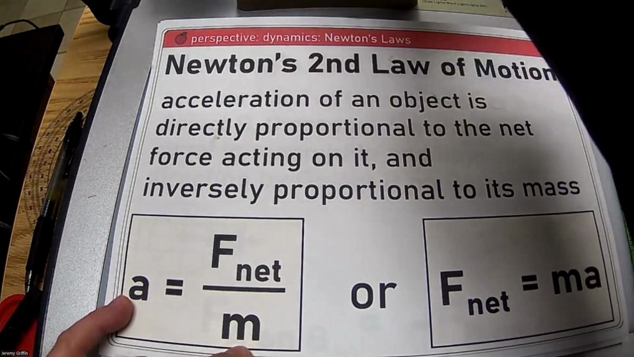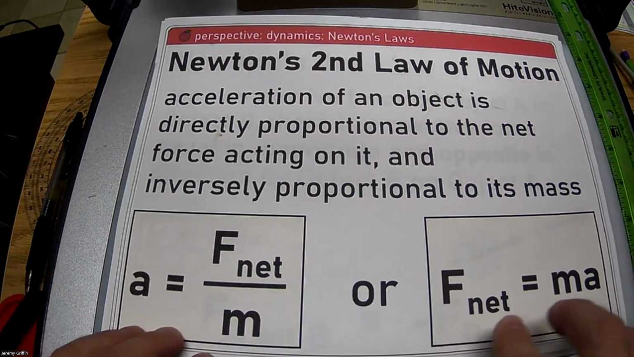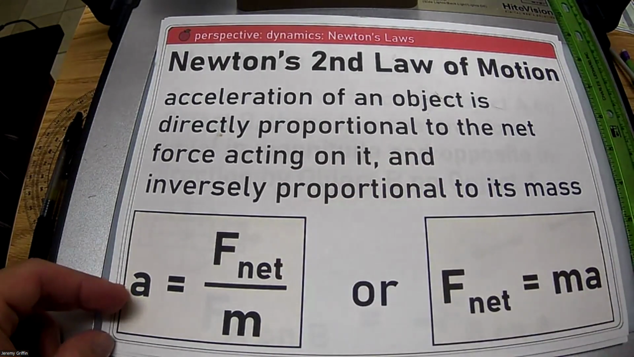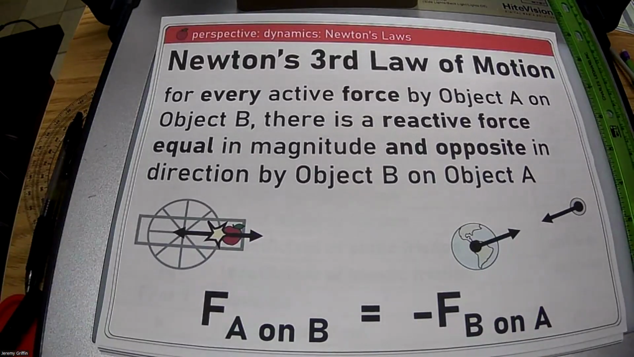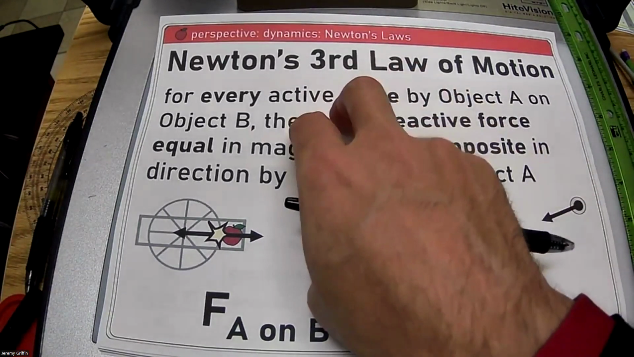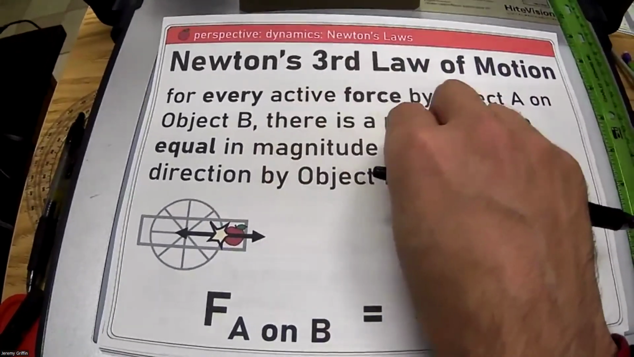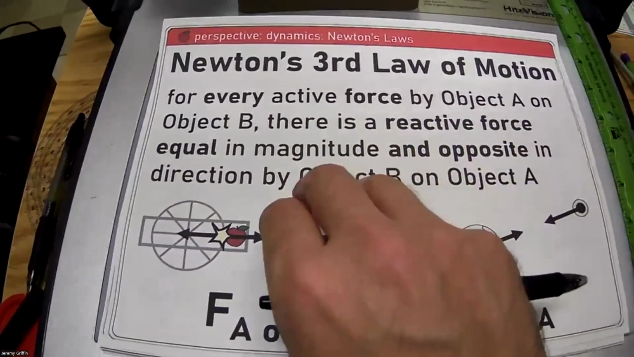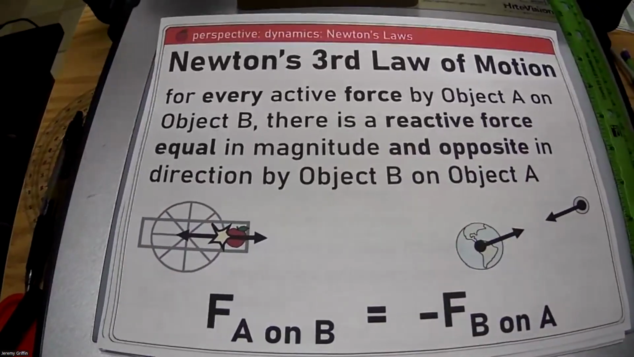Okay. Right. A lot of times this is written as F equals ma, so you might see it that way too. I like the fraction for myself. I think it explains a little bit better cause and effect. Okay, you guys good with that? All right, let's look at Newton's third law. This is the equal and opposite rule. For every active force by object A on object B, there is a reactive force equal in magnitude and opposite in direction by object B back on object A. And so equal and opposite forces rule, right?